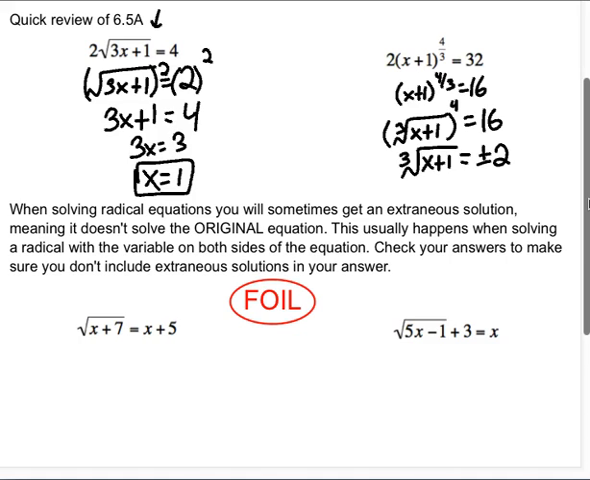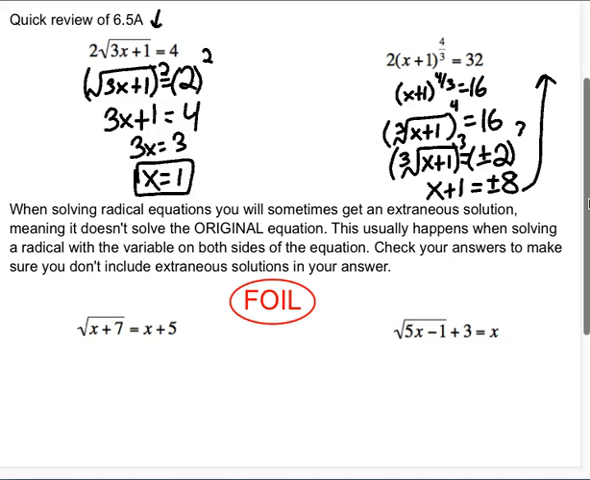Well, now I have to get rid of the cube root. So to get rid of the cube root, I take both sides to the 3rd power. That undoes the cube root and gives me plus or minus 8 over there. Now I'm going to need a little bit more space. So I'm going to put my answer up here.